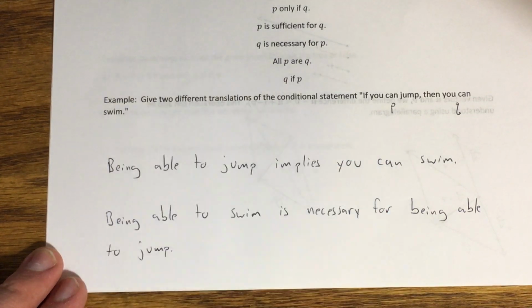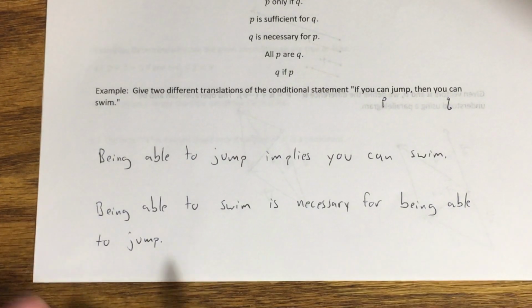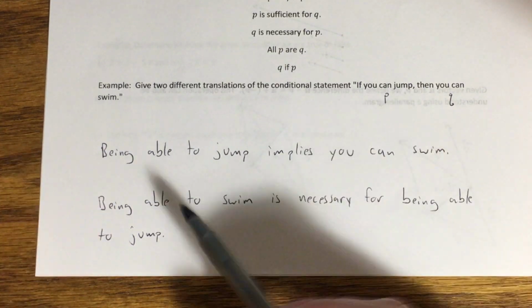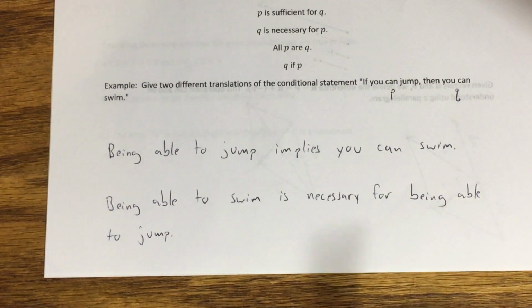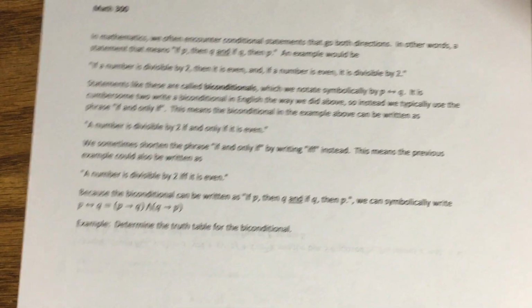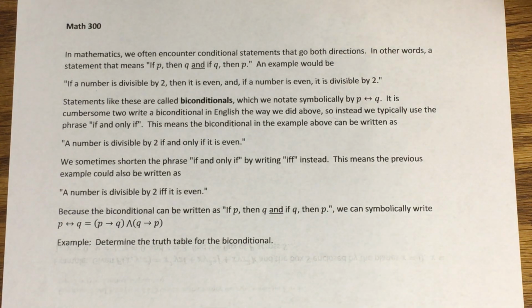And again, is that statement true? No, that's ridiculous. You don't need to be able to jump to be able to swim. But the original statement wasn't true, and these 2 things are equivalent, so it wouldn't make sense if one is true and the other is false. It's just another way of saying the same thing, okay? So that's a little bit on translating those conditional statements into English.